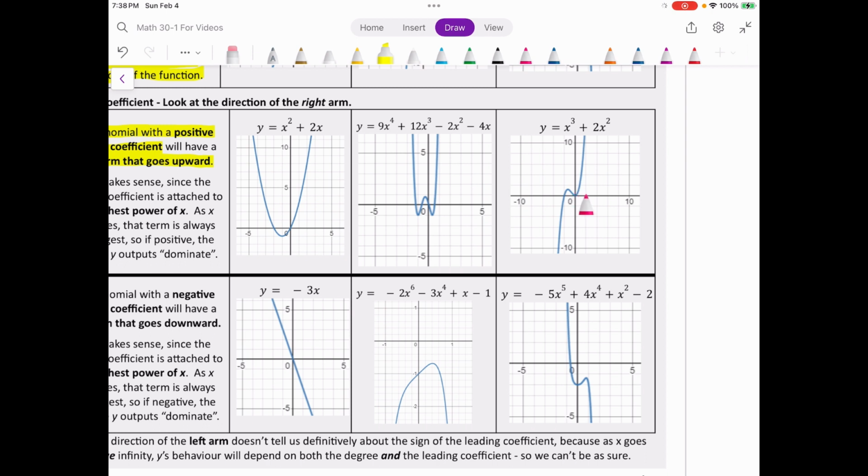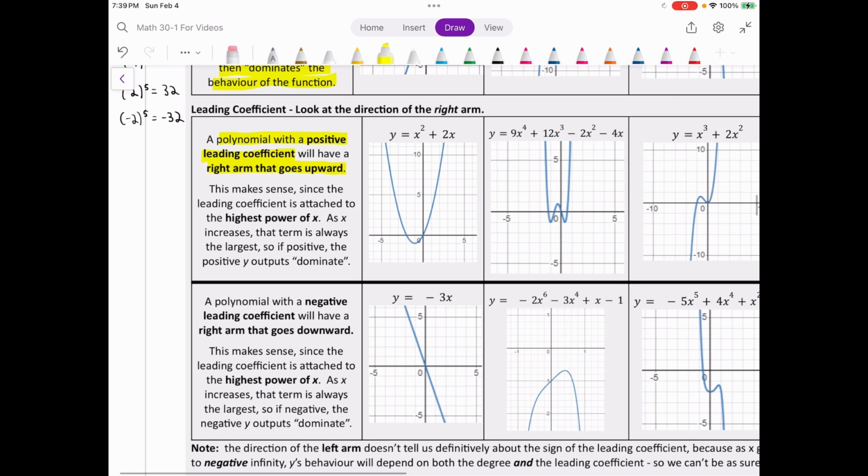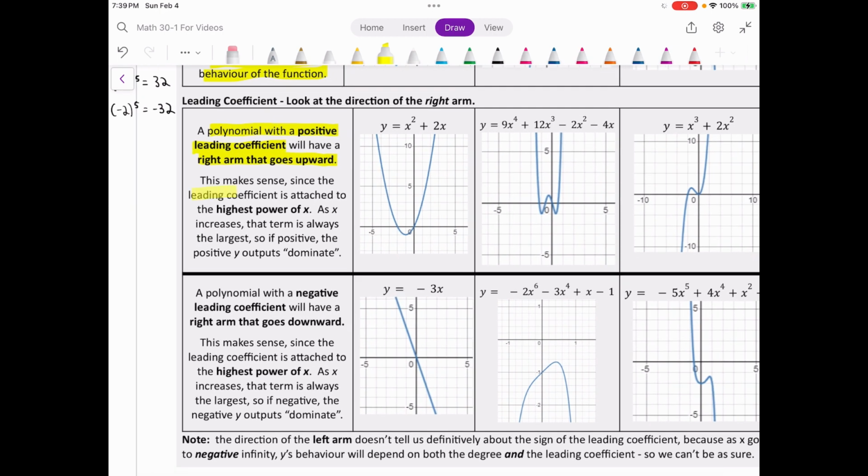Again, as x becomes a larger positive number, if y is just going up, becoming a bigger and bigger positive number, this must not have a negative attached to it, right? If there was a -1 here, that would mean that as x became a bigger and bigger positive, y would be getting to be a bigger and bigger negative, right? But we know that's not happening, so we know the leading coefficient must be positive, right? The leading coefficient is attached to the highest power of x.